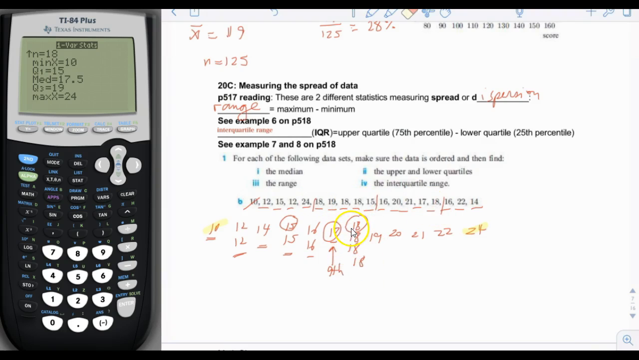Okay, and so I'm going to do this one by hand so that you can see how you do it by hand. First of all, we're going to look at the range because that's the easiest thing. So we're going to take the minimum, which is 10, the maximum, which is 24. We're going to get the difference between the two, which is 14.